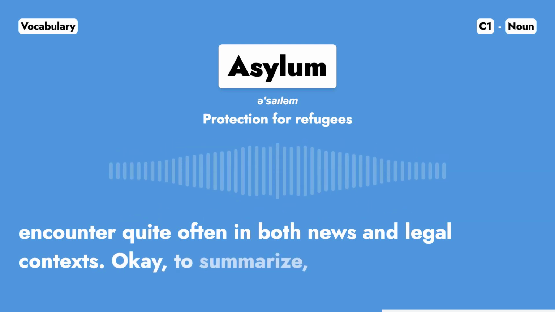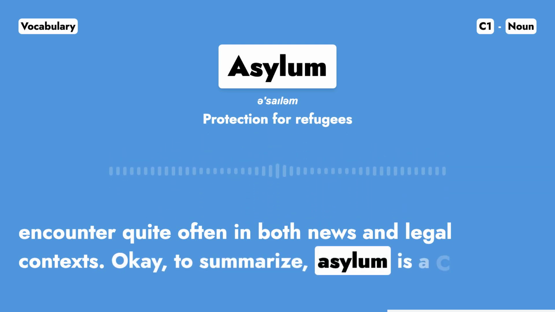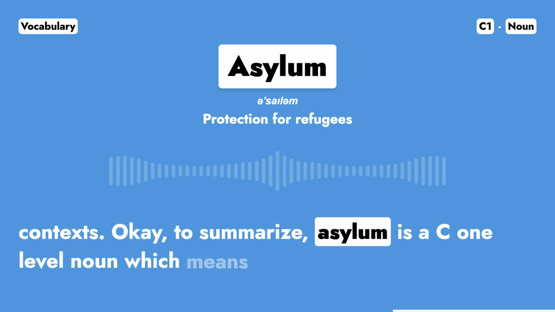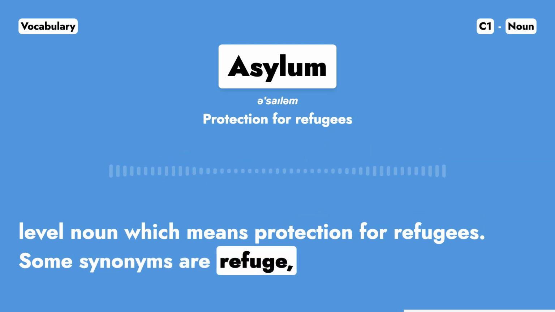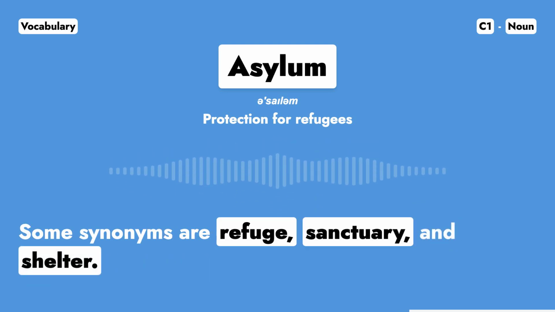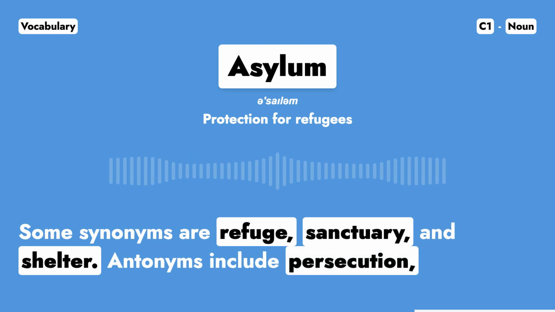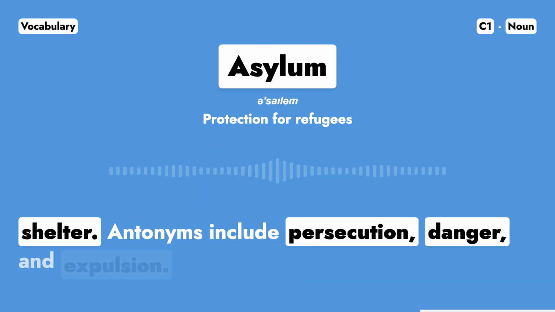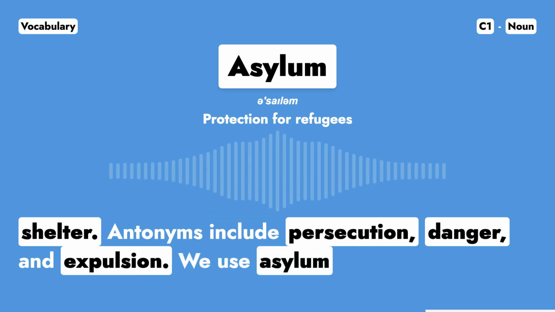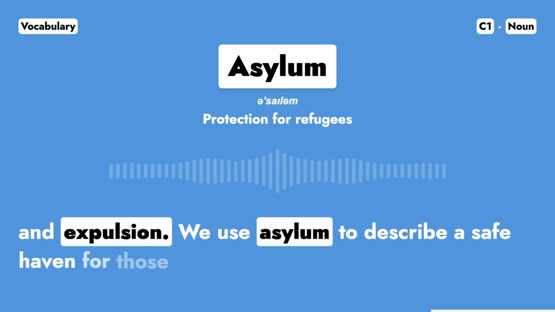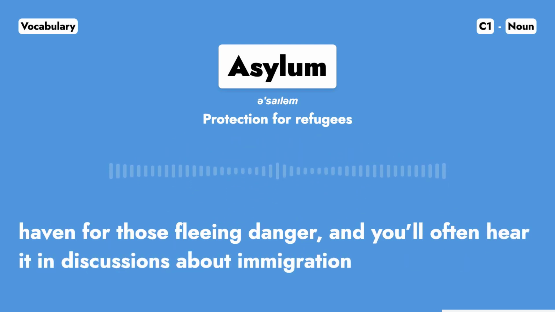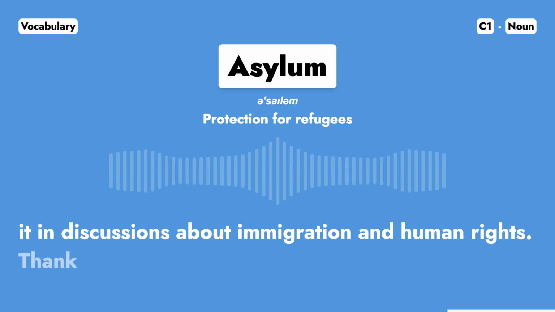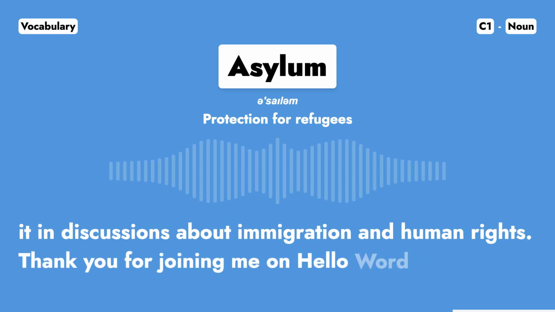Okay. To summarize, asylum is a C1 level noun which means protection for refugees. Some synonyms are refuge, sanctuary, and shelter. Antonyms include persecution, danger, and expulsion. We use asylum to describe a safe haven for those fleeing danger, and you'll often hear it in discussions about immigration and human rights.